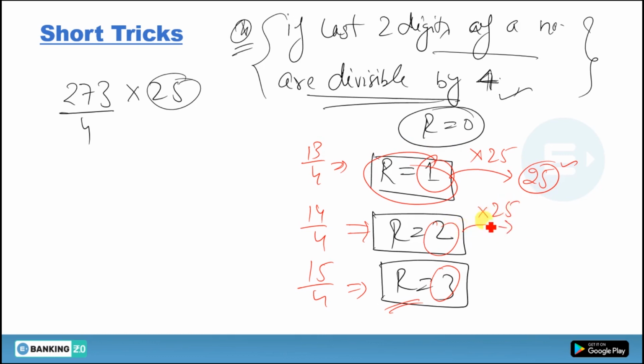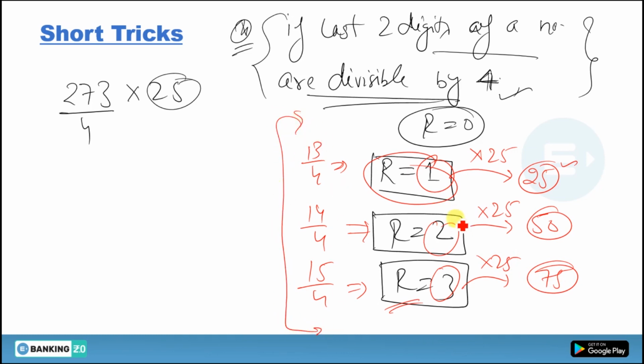Now multiply this 2 by 25, you are getting 50. Multiply this 3 by 25, what are you getting? You are getting 75. Okay, so these are all the remainders you were getting, 1, 2 and 3. So what I have told you, just multiply the remainder by 25 and you get the last two digits of that multiplication.